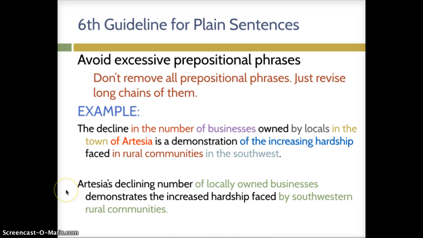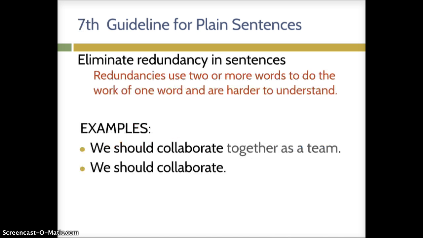Let's look at the revision. Artesia's declining number of locally owned businesses demonstrates the increased hardship faced by southwestern rural communities. We've taken this number of prepositional phrases and reduced them down to just 2, and the sentence is much easier to read and much clearer.